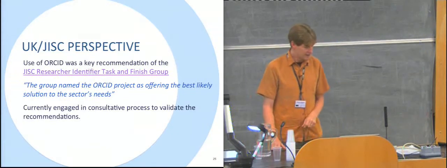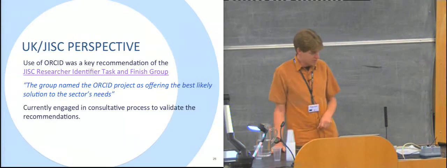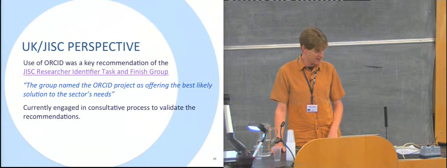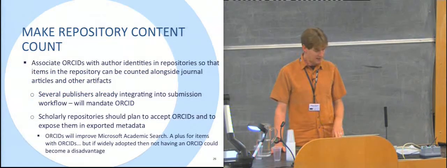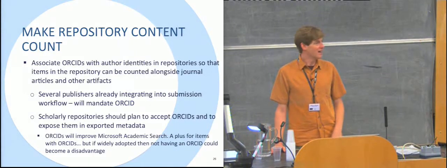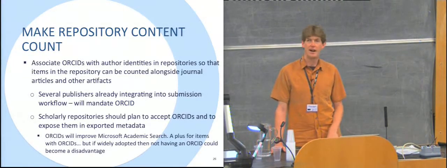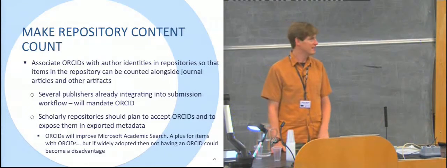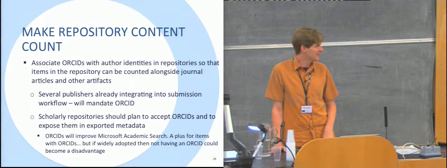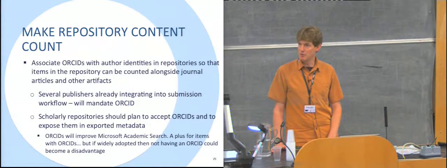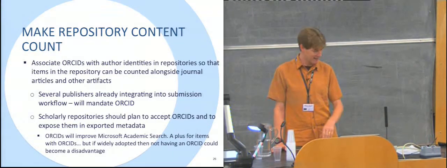Standing here in the UK, there's a JISC report linked here, which recommends ORCID as the solution for IDs in the UK, and is currently engaged in the process of validating the recommendations of this report. I hope they'll move forward with that. I like repositories and I think they should be an important part of the research landscape. I think a reason for repositories being early adopters of ORCID is that it helps make repositories count in a field in parallel with conventional journal publications and everything else. If we want our repositories to be important, we have to play in that game.